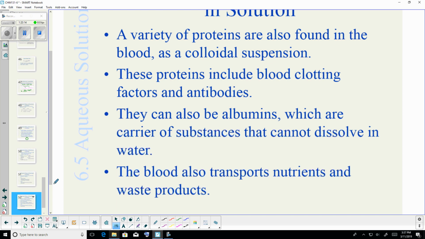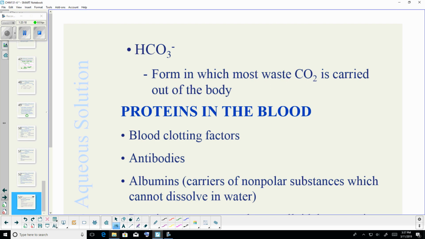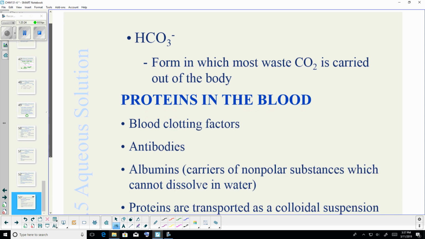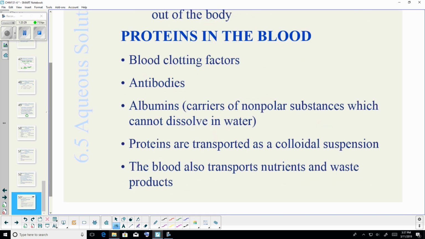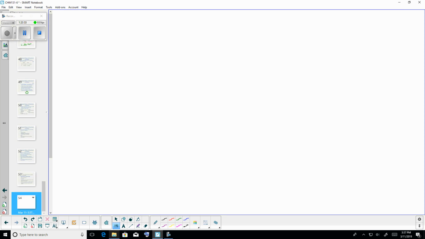The blood also transports nutrients and waste products. So albumins carry nonpolar substances, proteins. Okay, we already did that. I don't know why they repeated it. And that's it.